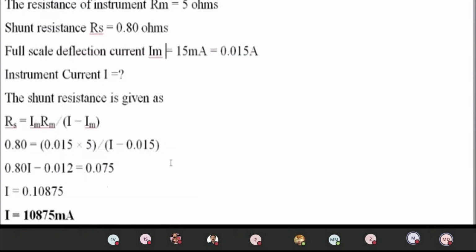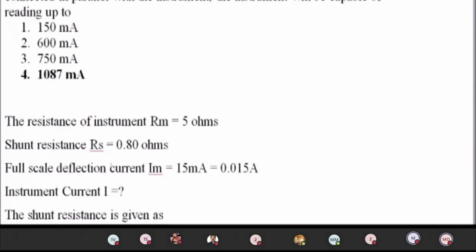So we have to find the total current, and we have the general formula for shunt resistance. Rs is equal to Im Rm divided by I minus Im. In this, total current I is unknown, substitute the values. So finally we have got 1087.5 milliamperes. You can check whether it is available. 1087.5 is not here. Instead of that 1087, which is nearest to the answer we have got. So you have to select choice number 4.